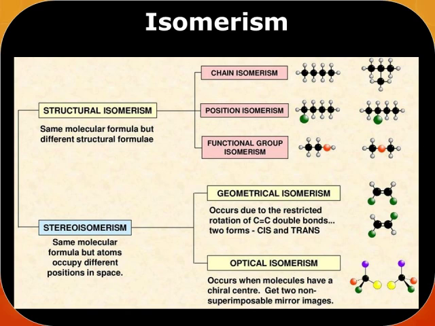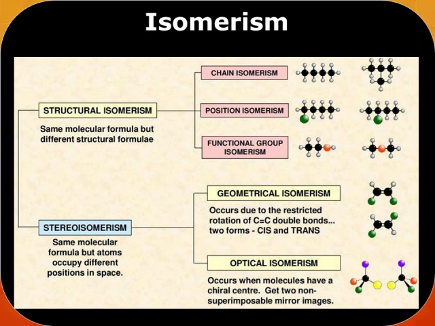That is, when the branches are attached on the same side, we call it cis isomerism. When they are on the opposite sides of the double bond, we call it trans isomerism. In the same way, if both groups are on the same side, we say Z isomerism. If both groups are on the opposite sides, we call it E isomerism.